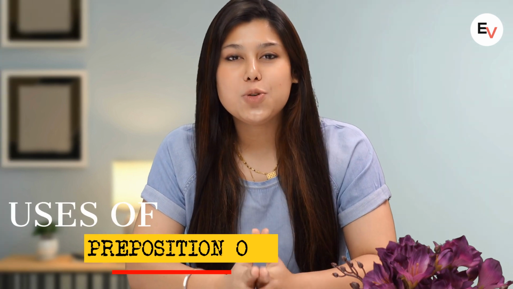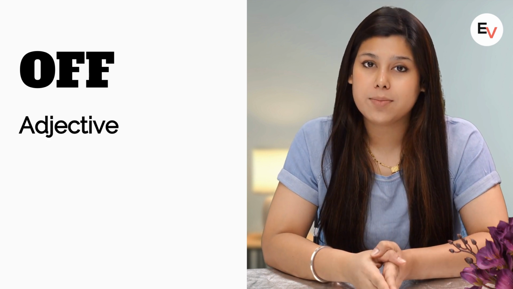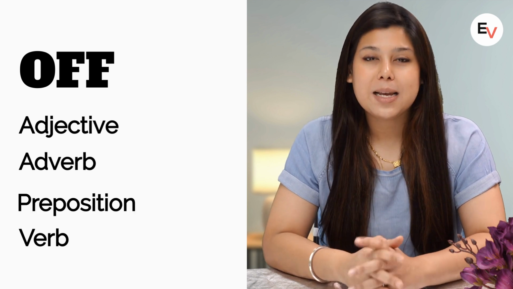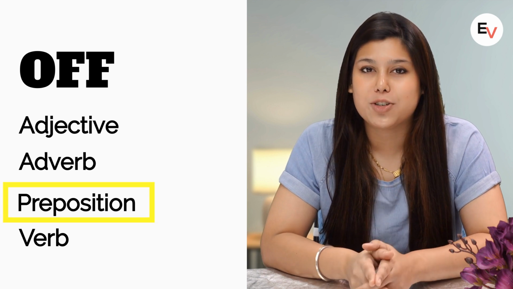Let's understand the usage of the preposition off. But before we begin, you need to understand that off is used as different parts of speech. It can be used as an adjective, as an adverb, as a preposition, and as a verb. In this video, we will understand how to use off as a preposition.